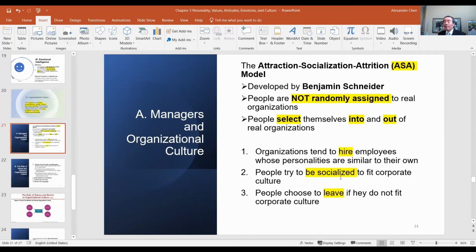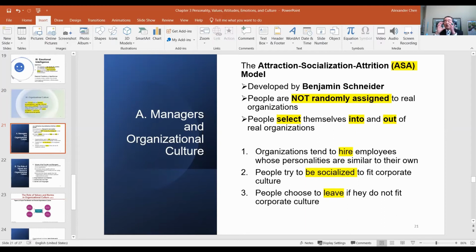Everyone addresses everyone as sir. Then I don't like that. Or everyone is called by first name. I like that. So that is socialization. If it fits, then guess what? You stay. If it doesn't fit, either you quit or people will fire you. So all organizational behavior goes through the ASA model.